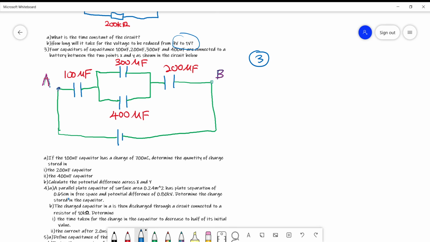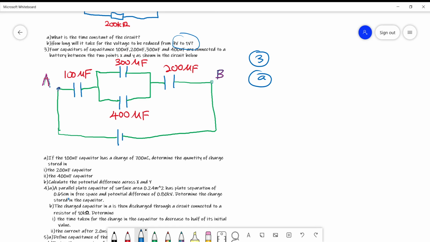Four capacitors of capacitance 100 microfarad, 200 microfarad, 300 microfarad, and finally 400 microfarads are connected to a battery between the two points X and Y as shown in the circuit below. Let me just check whether the values are arranged correctly. Yeah, the values are arranged in order.